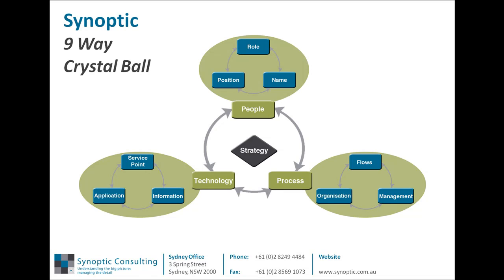The people view details the interrelationship between the position as defined in the organization chart, the roles those positions fill, and the specific individuals assigned to each position. Much like rotating a crystal ball, this model allows us to view the same interrelated organizational information from any of 9 different starting points. But how do we set up such a model?